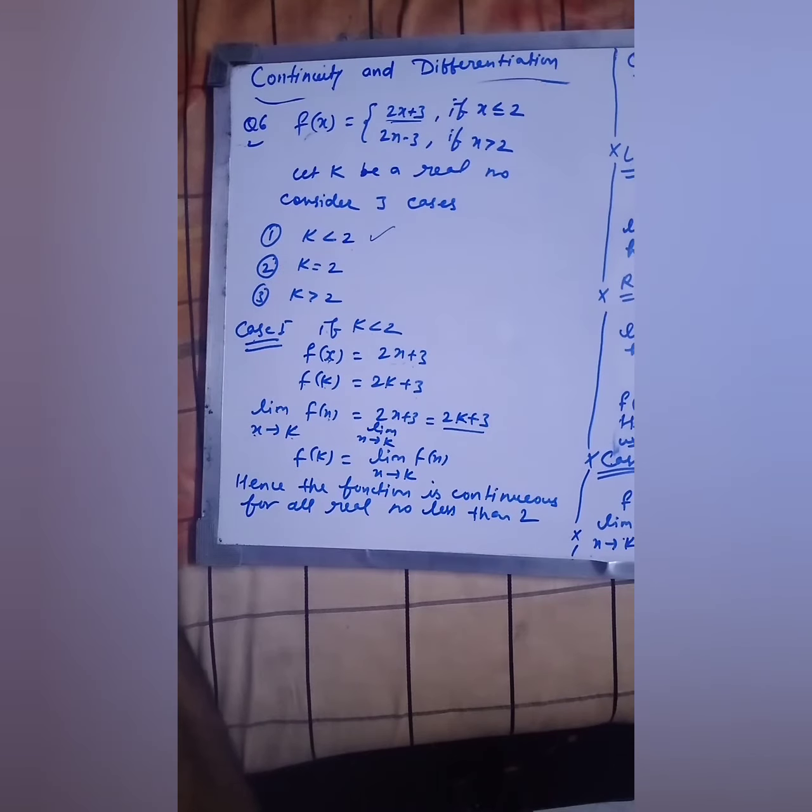Now you have to take the second case, that is k equals 2. In the second case, when k is equal to 2, three cases will arise. First of all, you have to find the value of the function at 2, then you have to take the left hand limit, and then the right hand limit, as you have done in question number 1 of the same exercise.